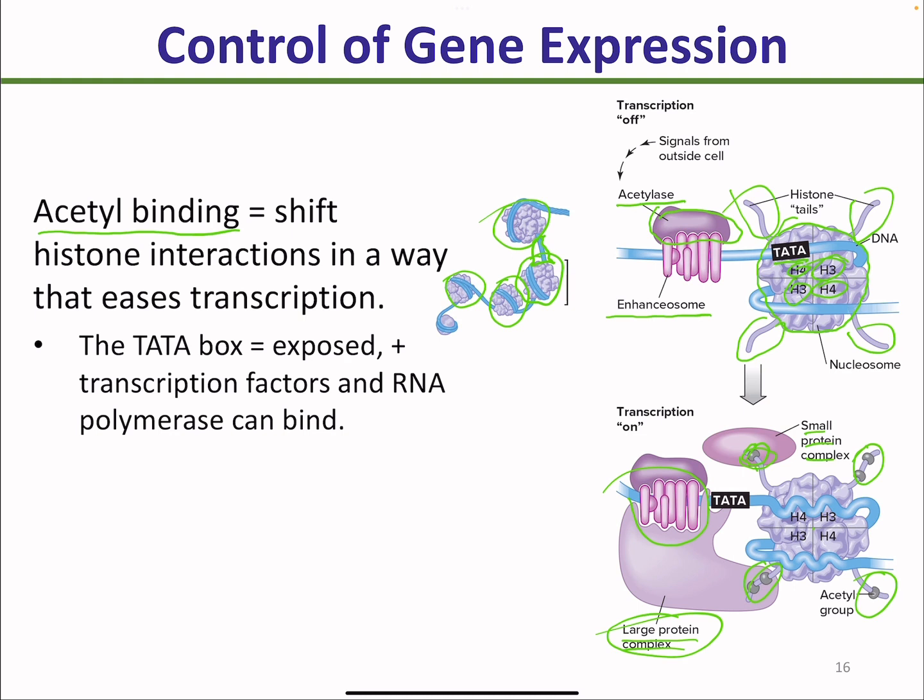Now, that unfolding occurs because of the change in the conformation of the histone proteins upon attachment of acetyl groups. Okay? So that change in conformation is going to cause the histones to move away from the TATA box. And as the histones move away from the TATA box, now there is room for the RNA polymerase to come and attach and do its job, right?